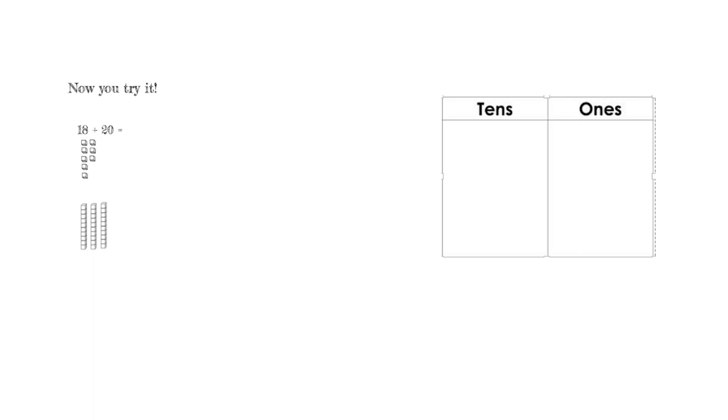When we have 3 groups of 10, we will put a 3 in the tens place. And when we have 8 ones, we will put an 8 in the ones place. This shows us that 18 plus 20 is equal to 38.